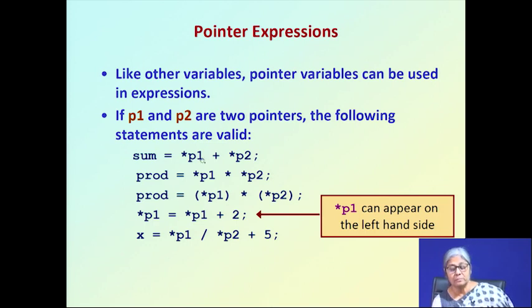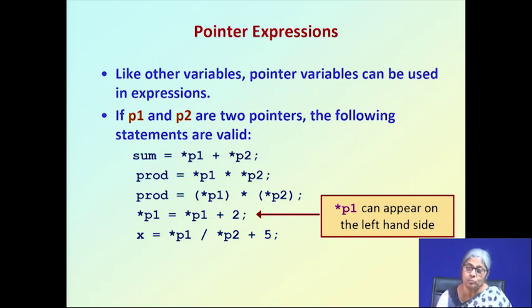Sum equal to star P1 plus star P2. Why is it valid? Because, as we just read, if we declare P1 and P2 as two pointers, then star P1 has the value of the same variable that P1 is pointing to. That means star P1 has some value.